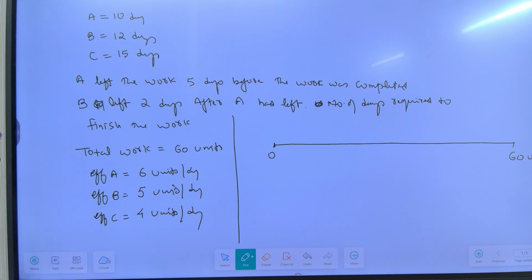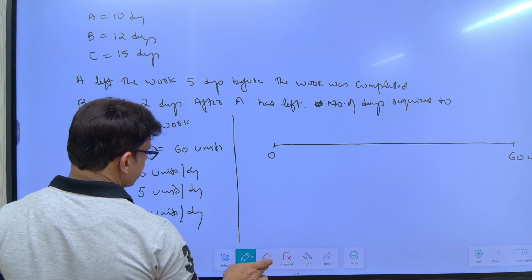Oh, this is a miss. A left the work 5 days before the work was completed. Okay, I think something is wrong with the question. Let me check. Total work is 60 units, 5 days before the work was completed. Okay. Take up this question, I'll check it out.